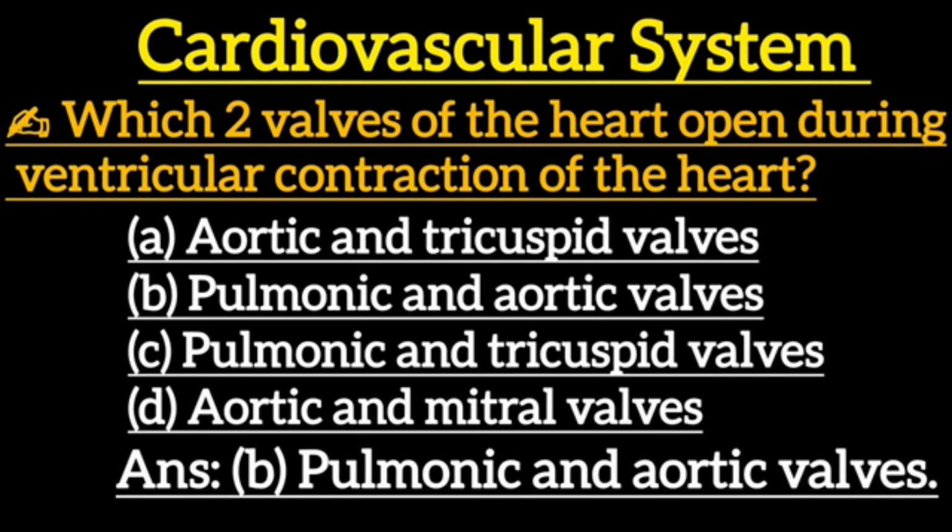Next one is, which two valves of the heart open during ventricular contraction of the heart? Option A, aortic and tricuspid valves. Option B, pulmonic and aortic valves. Option C, pulmonic and tricuspid valves. Option D, aortic and mitral valves. Correct answer is option B, pulmonic and aortic valves.